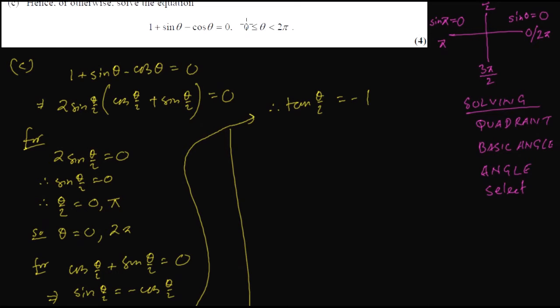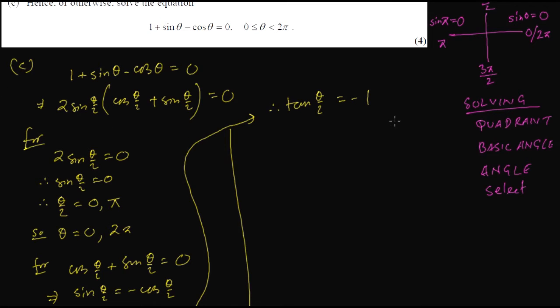Remember, 0 means 0 degree, 0 radian, same. 2 pi means 360 degree. And notice there is no equal to sign here. That means if your answer is 2 pi, you cannot select it, but if your answer is 0, you can include it. So previously we found 0 and 2 pi, so 2 pi will be excluded from our answer. So let's start doing the sum.